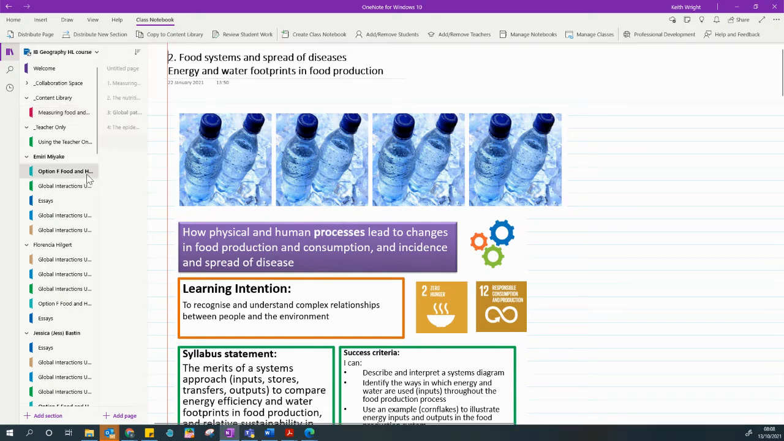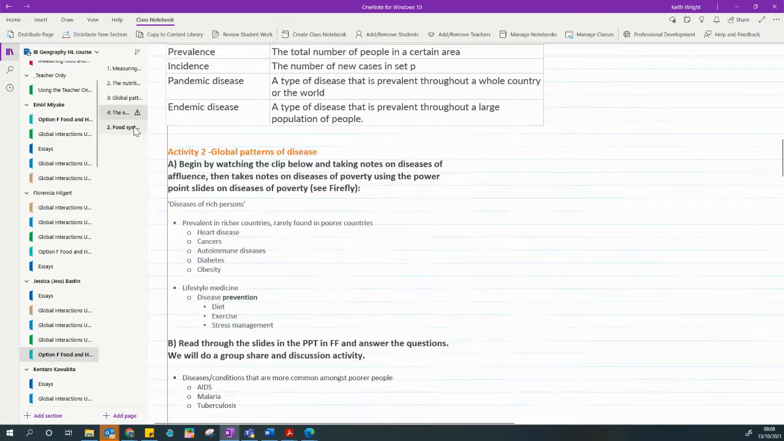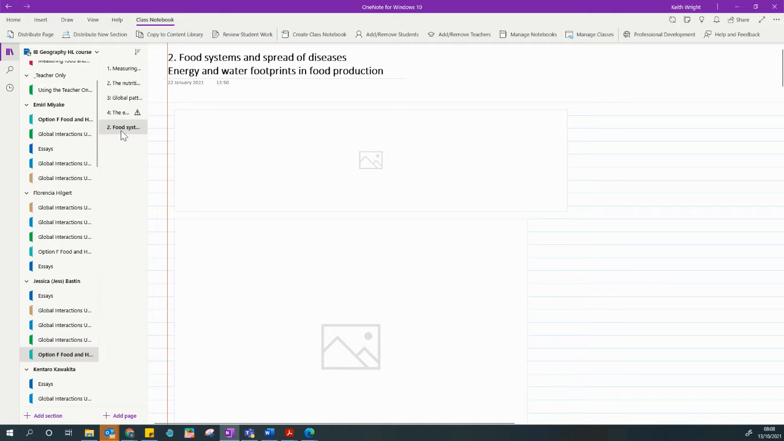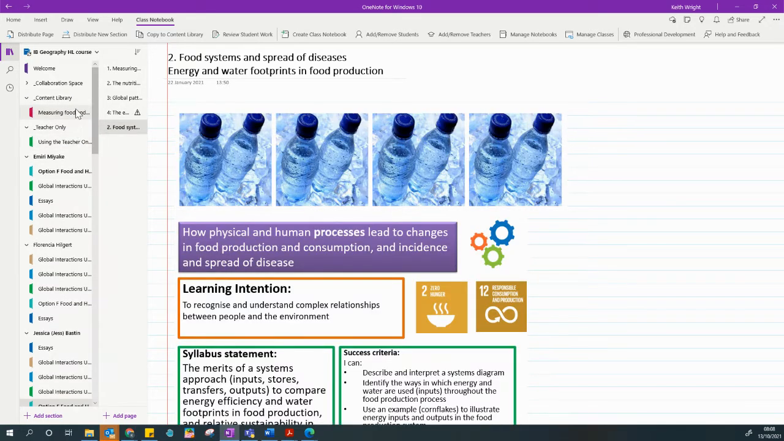And what you'll see, if I just check Emery's, you'll see that I've shared it with you. I'll just check one more, just down here, and there you are. There you go. The lesson has been shared with you already.